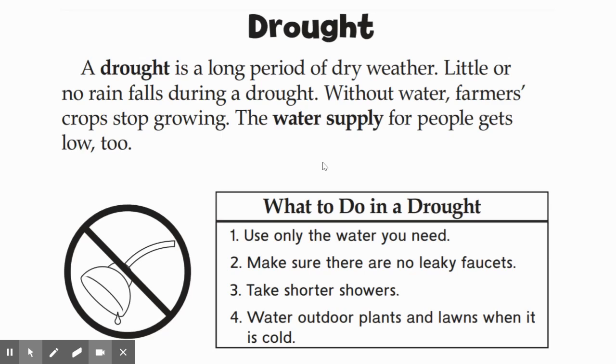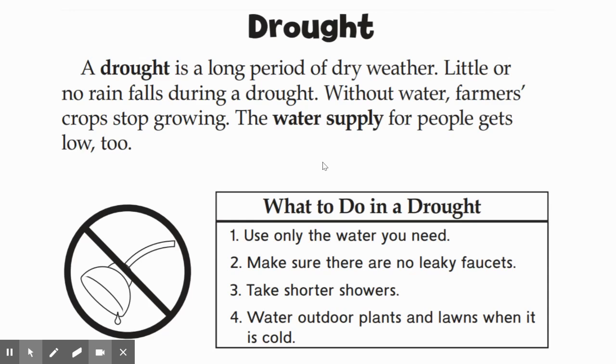The title is Drought. A drought is a long period of dry weather. Little or no rain falls during a drought. Without water, farmers' crops stop growing. The water supply for people gets low too.